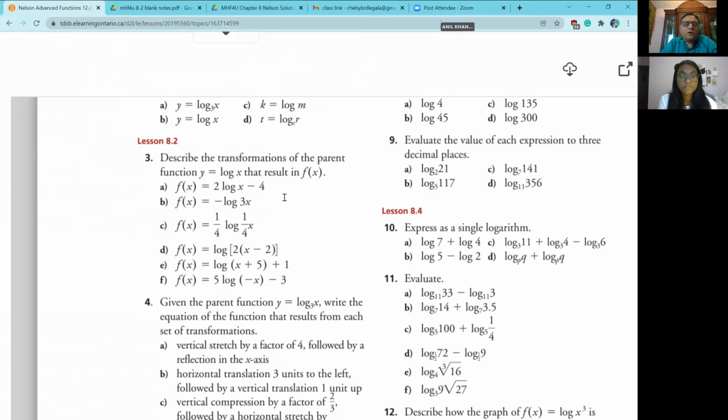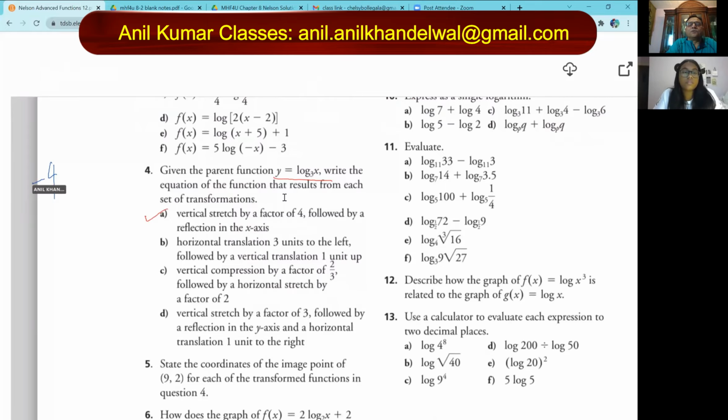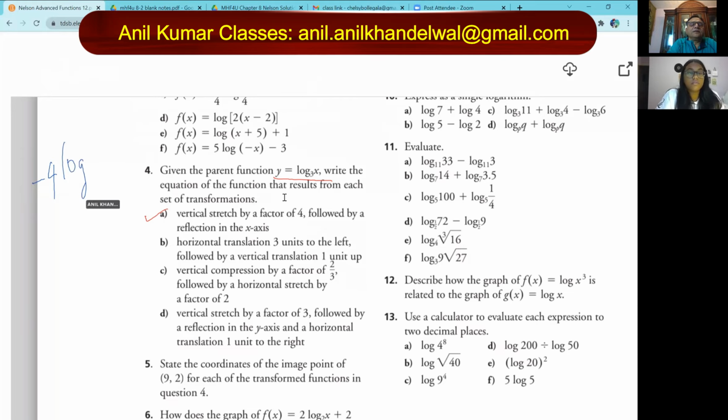Okay, so let's move on to question number 4, please. Number 4, given the parent function y equals log base 3 of x, write the equation of the function that results from each set of transformations. So for A, vertical stretch by a factor of 4. So I'll write 4 here, right? Followed by a reflection on the x-axis. So that is minus 4. And we have log to the base 3 of x. Is that clear? Yeah. Okay, let's do part C.